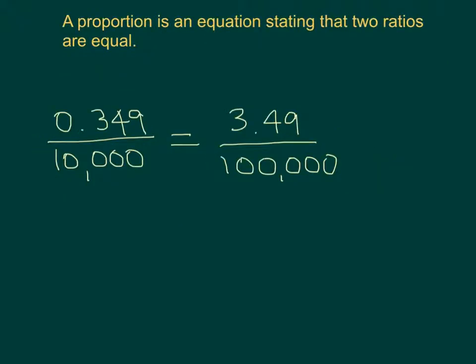A proportion is an equation stating that two ratios are equal. So, for example, we have 0.349 over 10,000. Well, this shows that 3.49 over 100,000 and 0.349 over 10,000 are equal, because if you move the decimal point for this example here, you get 3.49. When we move the decimal point up top, we have to move the decimal point one place here, which would add a 0, so they would be equivalent.